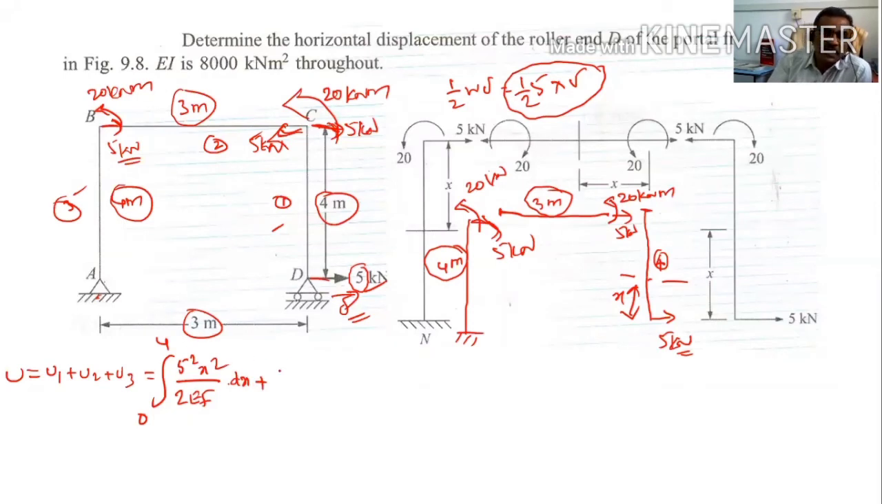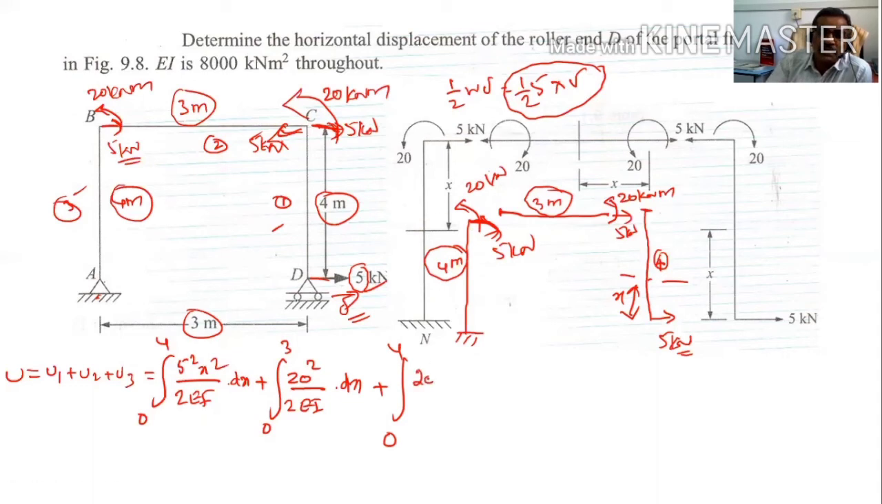What is U2? Integral, the distance is 3 meters, so 0 to 3. And the moment is 20 kilonewton meter, directly given. So 20 square, moment square, divided by 2EI into dx, plus the third beam. Integral 0 to 4, the distance is 4 meters. Here we have taken counterclockwise moment as positive.